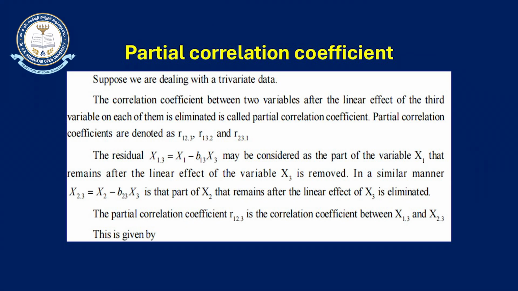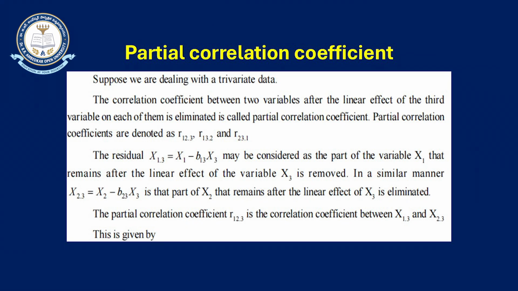Next, the residuals. X1.3 is equal to x1 minus b13 x3. It may be considered the part of the variable x1 that remains after the linear effect of the variable x3 is removed. In a similar manner, x2.3 equals x2 minus b23 x3. Here also x2 remains after the linear effect of x3 is eliminated.